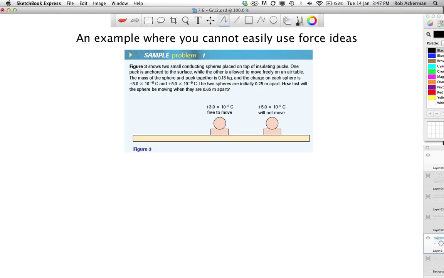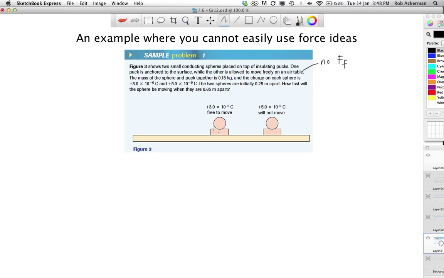Let me explain. It says figure 3 down here shows two small conducting spheres. You see them right here and right here. They're placed on top of insulating pucks, the idea being that they won't lose any of their charge. One puck is anchored to the surface, while the other is allowed to move freely on an air table. So they're trying to tell you here that there is no friction. The mass of the sphere and puck together is 0.15 kilograms, and the charge on each sphere is plus 3 times 10 to the negative 6 coulombs and plus 5 times 10 to the negative 9 coulombs. The two spheres are initially a quarter meter apart. How fast will the sphere be moving when they are 0.65 meters apart?